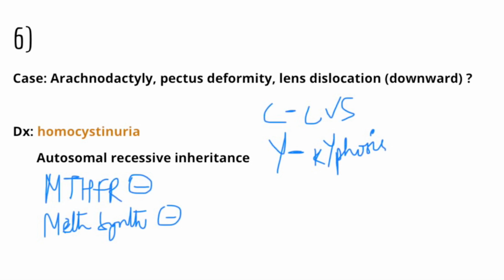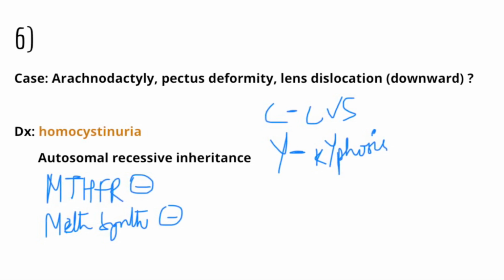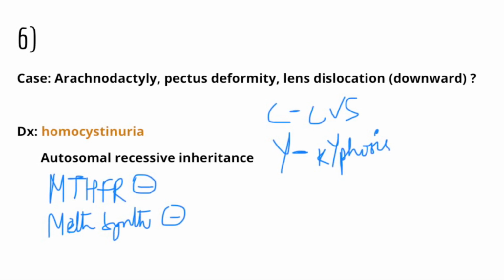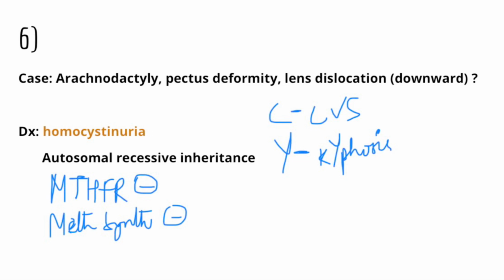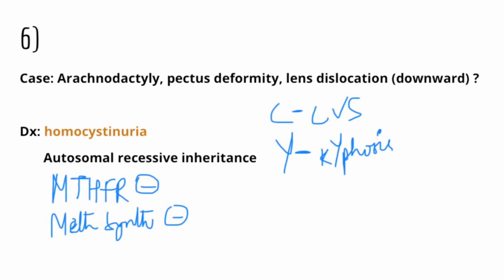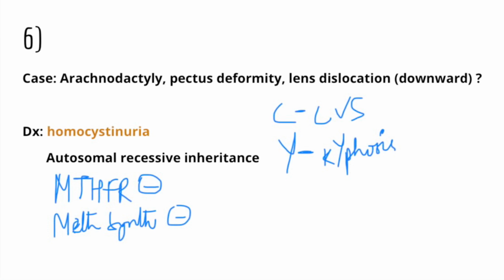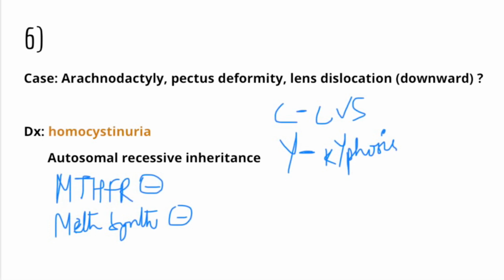You have to remember this like this. In Marfan syndrome, the lens dislocation will be up and out, whereas in homocystinuria it will be downward and inward. Marfan, FAN stands for fan. Where will be the fan? Up, and it fans out. You just remember it like the lens will be up and fans out in Marfan syndrome.